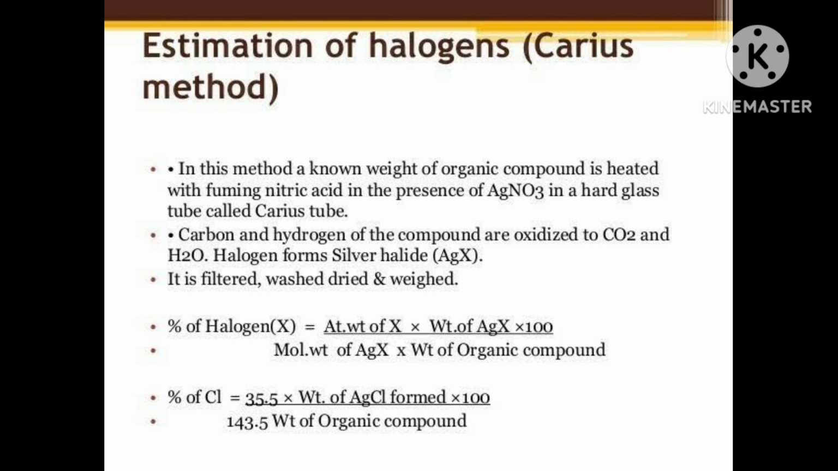Correct? In solution H2SO4 formed. Then H2SO4 plus barium chloride will form barium sulfate plus HCl. HCl is soluble. Only barium sulfate is not soluble. Insoluble, it will settle down as a precipitate. You can filter it, barium sulfate. After that, calculation is there.